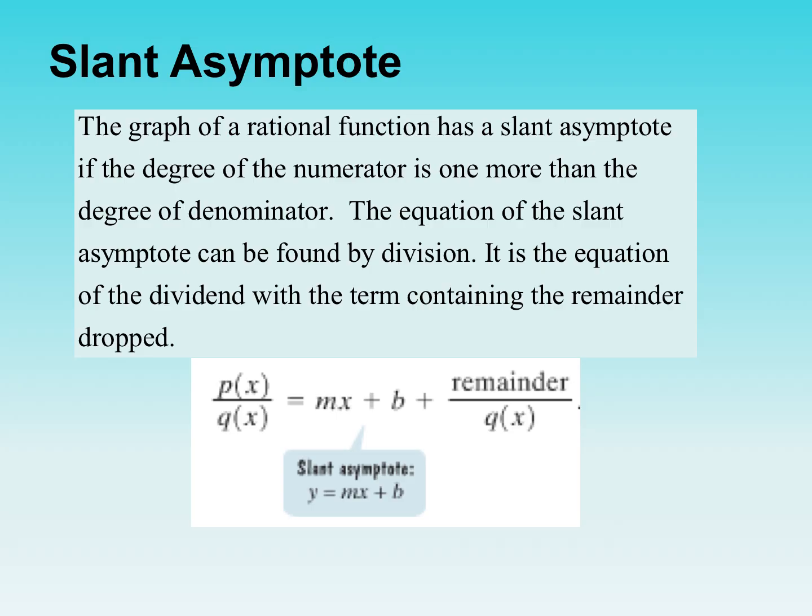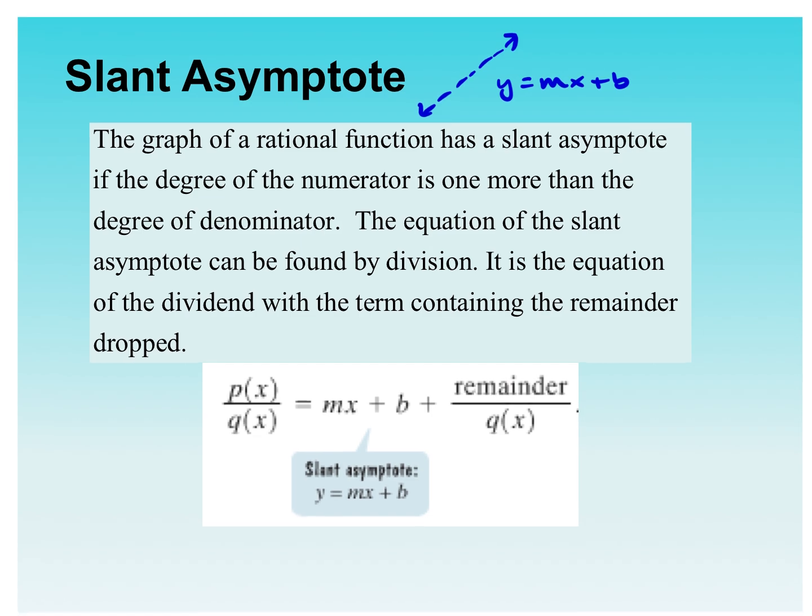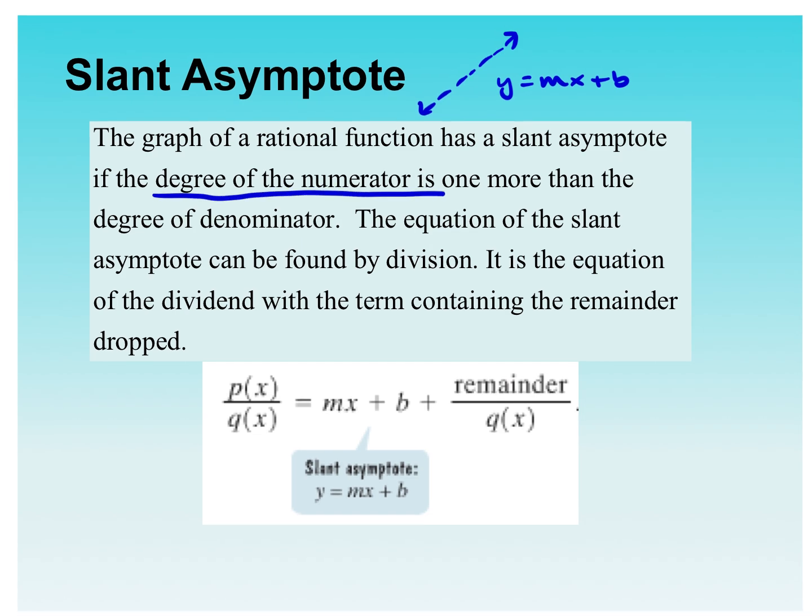So next, we could possibly have a slant asymptote. A slant asymptote's not a vertical or horizontal line. It's going to be a slanted line, but it's going to be a line in the form of y equals mx plus b. So it's going to be a line. We could possibly have a slant asymptote when the degree of the numerator is 1 more than the degree of the denominator.